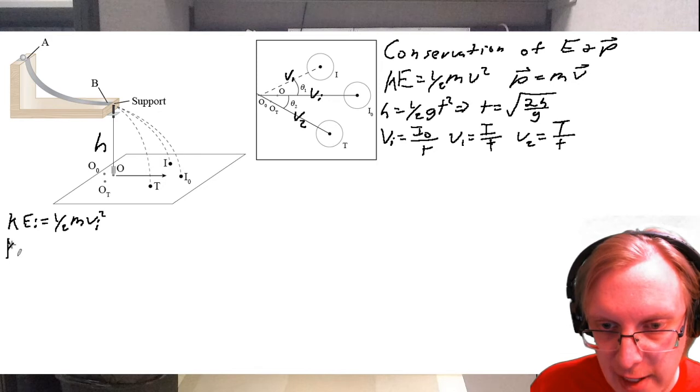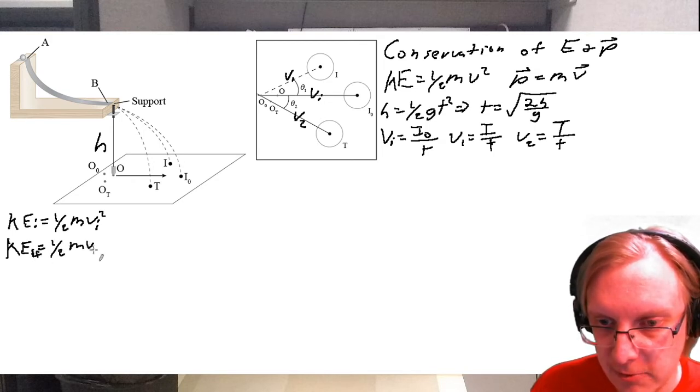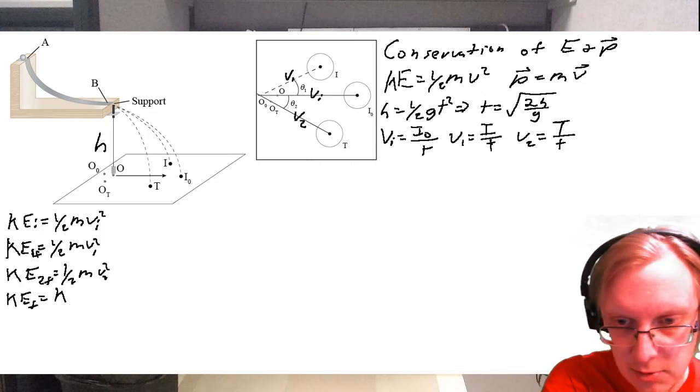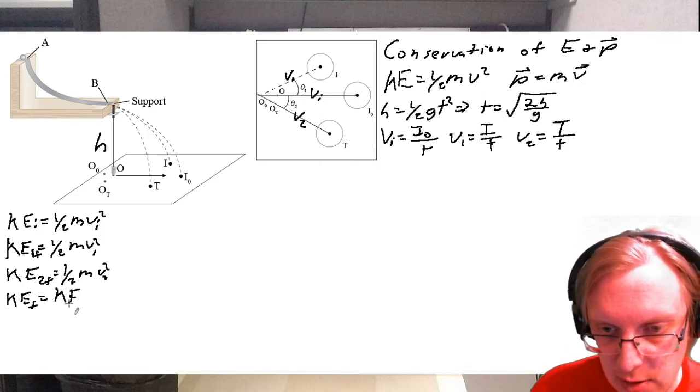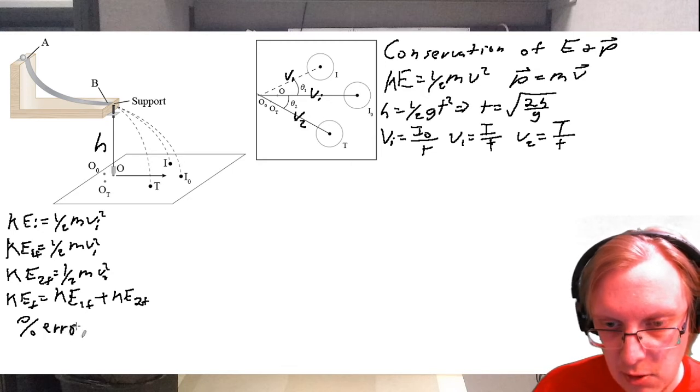Then we have kinetic energy 1 final, being 1/2 m v1 squared, and kinetic energy 2 final, being 1/2 m v2 squared. And then we need to know our final kinetic energy, which is the sum of those: kinetic energy 1 final plus kinetic energy 2 final. And from that, we will get a percent error for our kinetic energy.